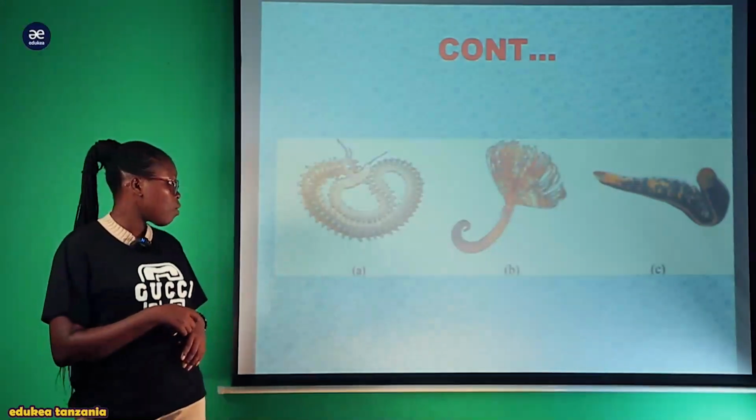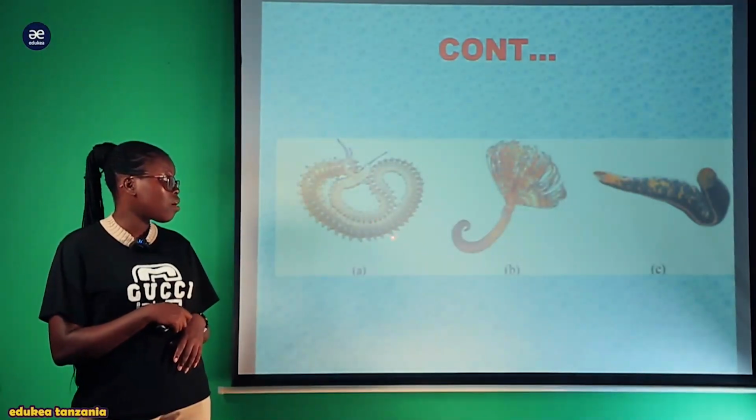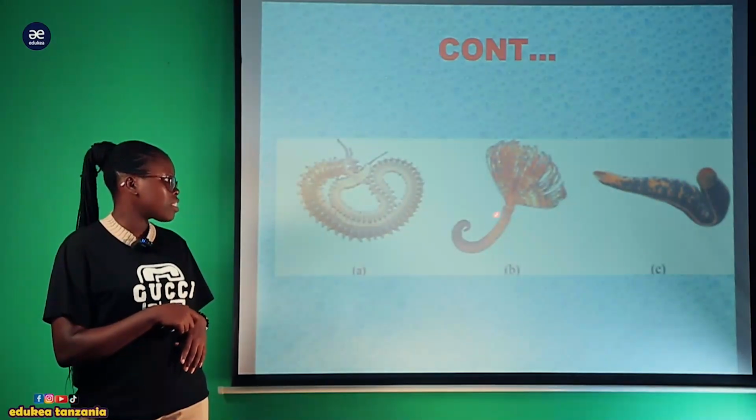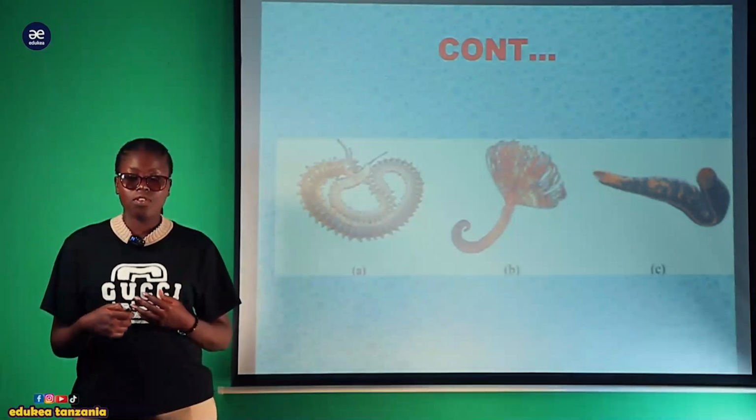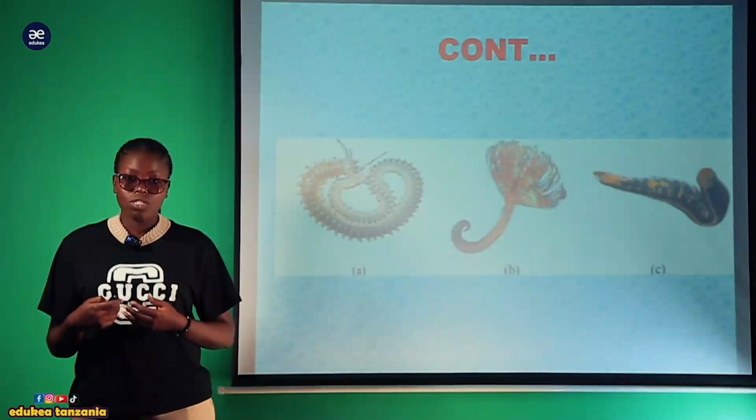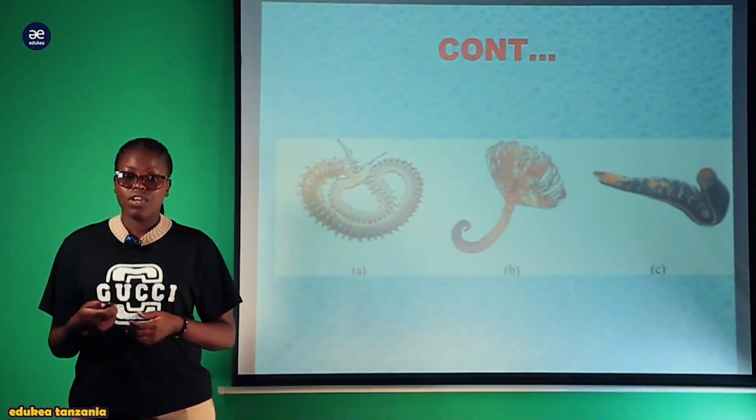Huyu hapa ni ragworm ambaye anapatikana katika marine environment. Huyu hapa ni leech na anapatikana katika freshwater environment. These are samples of organisms which are found within the phylum Annelida.